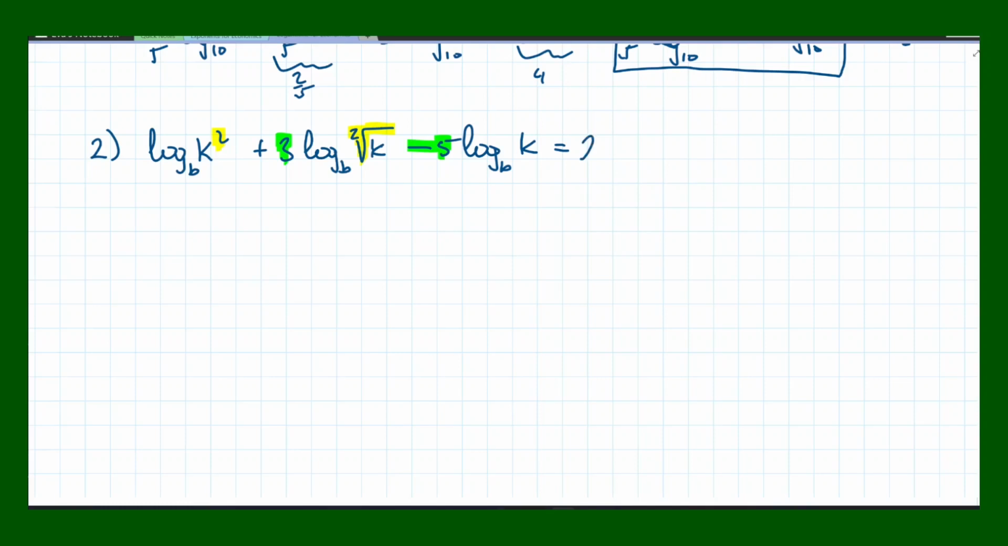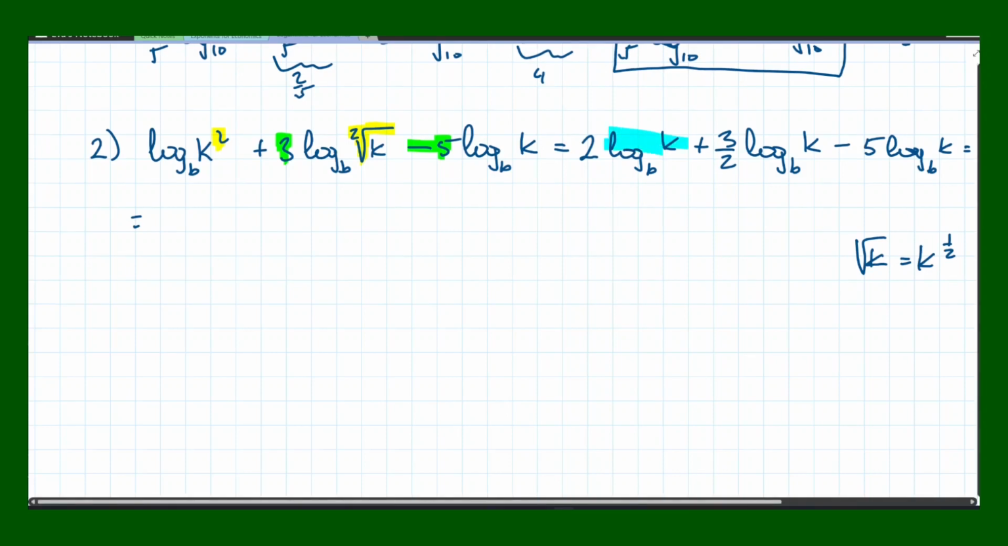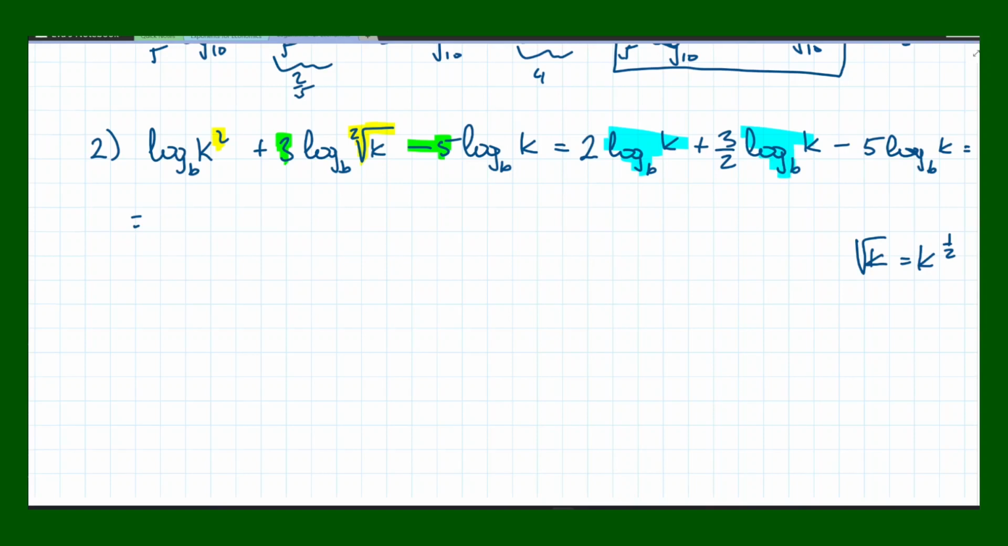So the first term will be 2 times log bk plus, remember the square root of k is the same as k to the half, so I can bring out a half multiplier in front of the log sign. But a third times a half is just going to give me 3 halves. So it's going to be 3 halves log bk minus, the last term doesn't change. That's just going to stay minus 5 log bk. Okay, so let's keep going with the calculation. What happens in here now, I've just got log bk, log bk, log bk multiplied by some different numbers in each of those 3 terms.